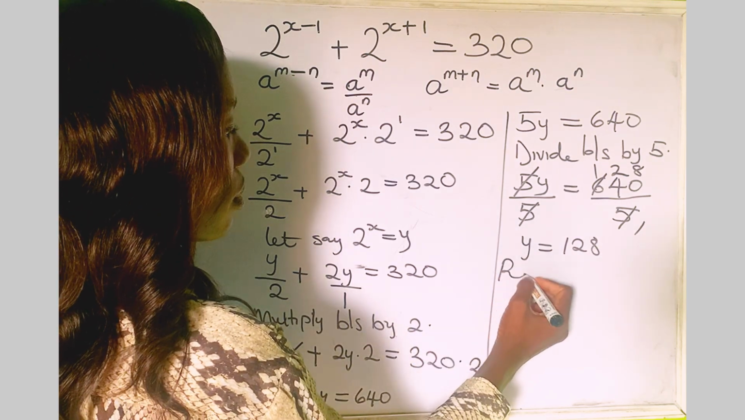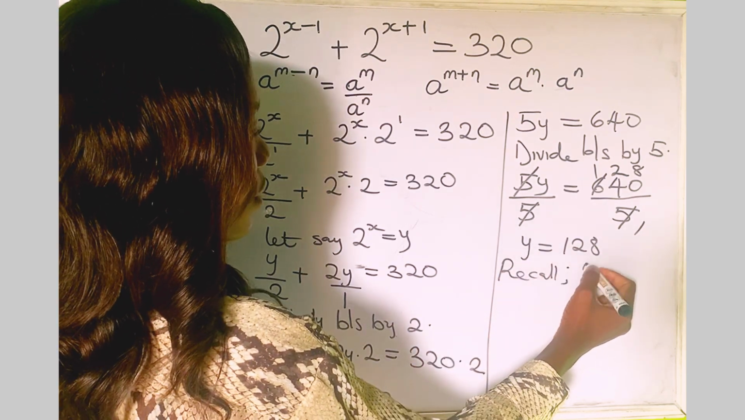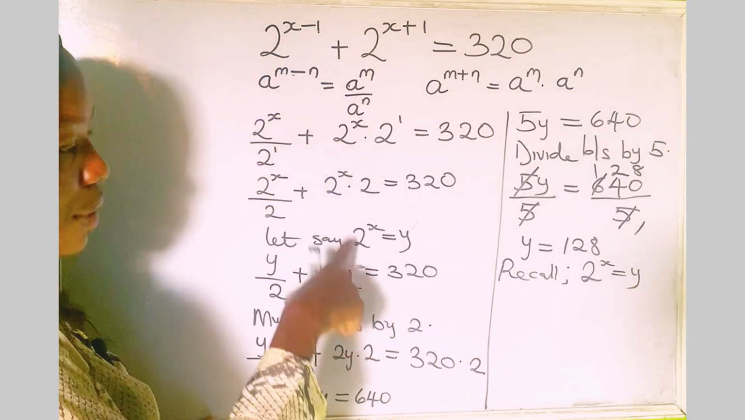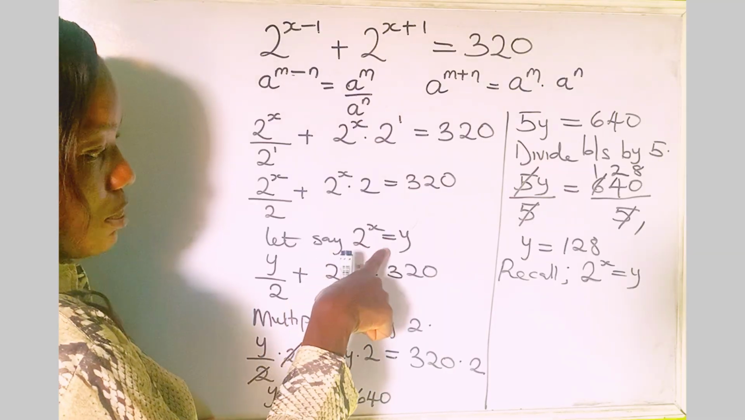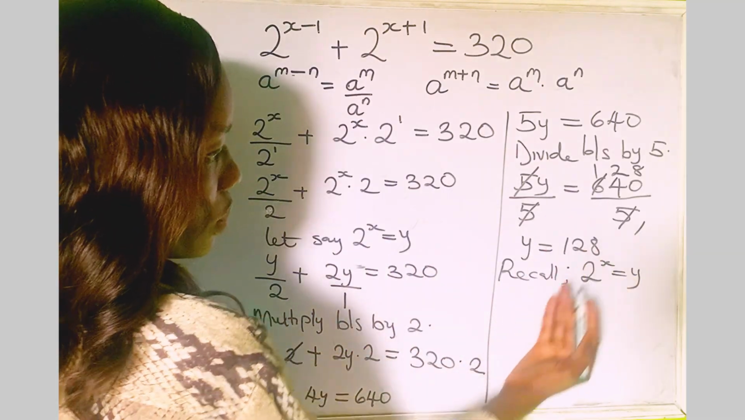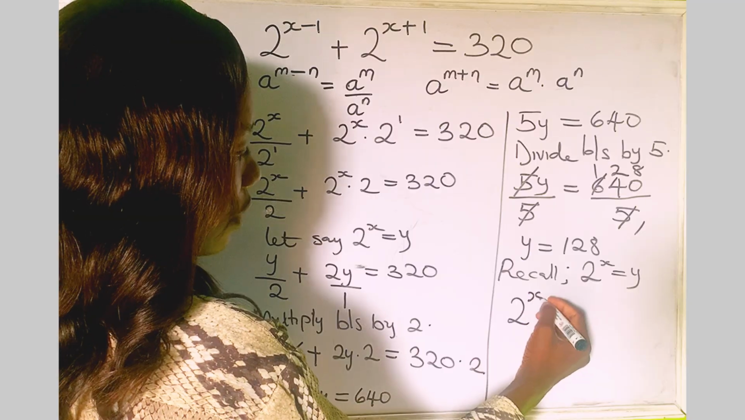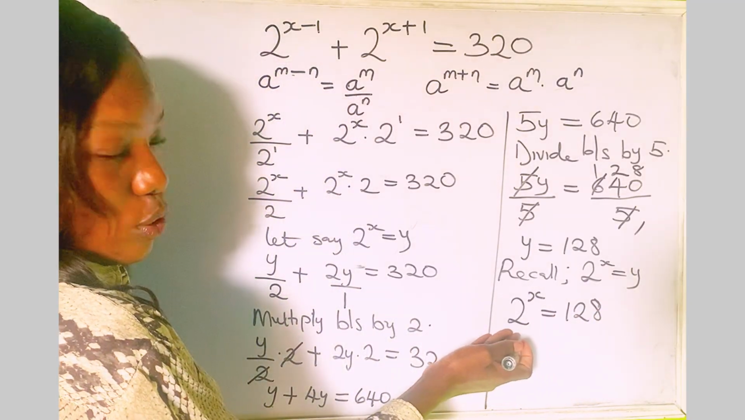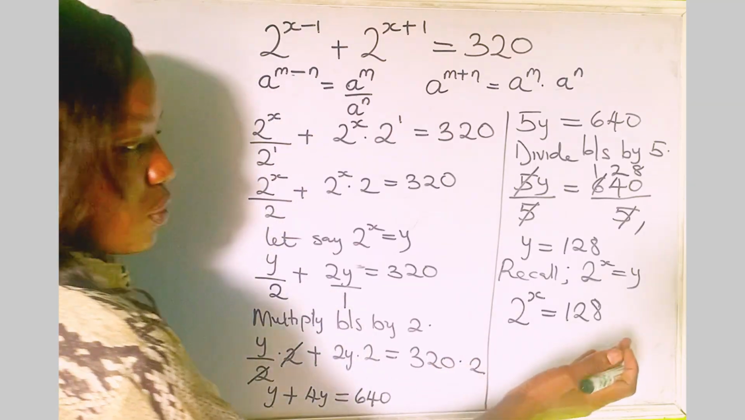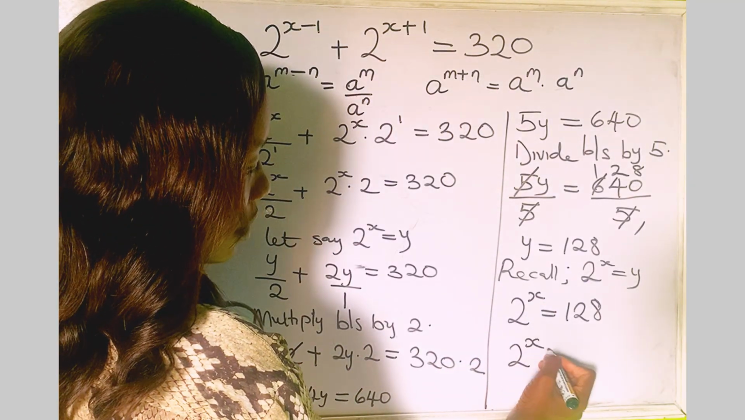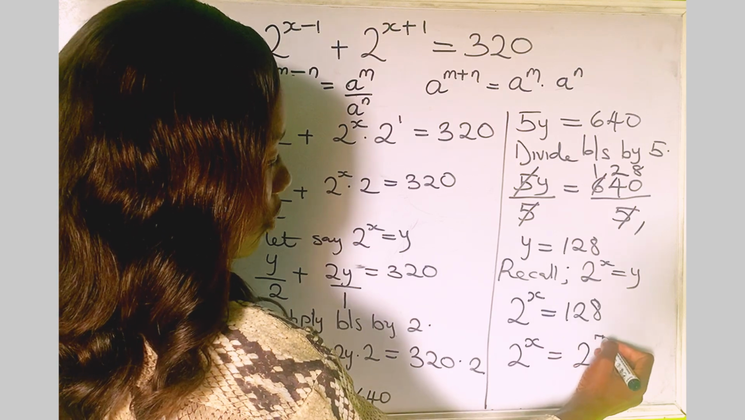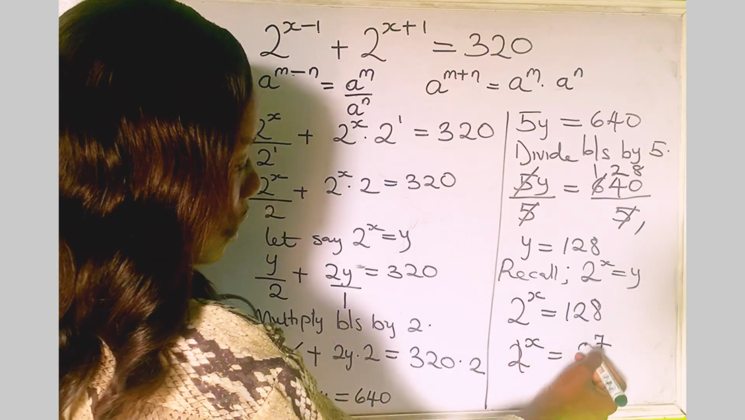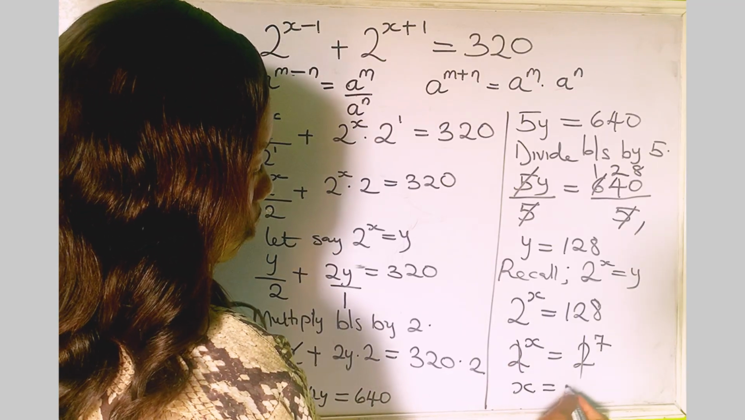Now recall that 2 to the power of x is equal to y. From my initial solving, we said let 2 to the power of x be equal to y. So now we have our y to be 128. So that means that 2 to the power of x is equal to 128. We have this as the base of 2. Let's make 128 in the base of 2. And when we do that, you have 2 to the power of x is equal to 2 to the power of 7, or 2 raised to the power 7. Now we see that the bases are equal, so they can cancel themselves out. So x is equal to 7.